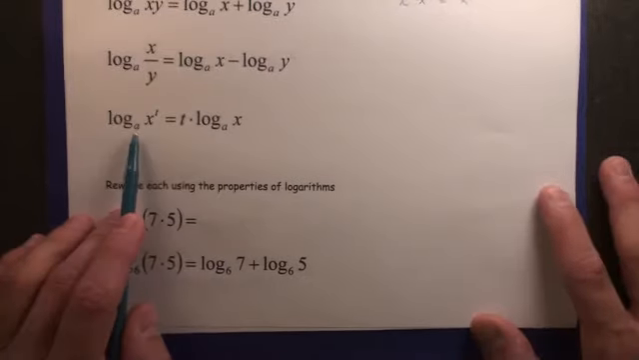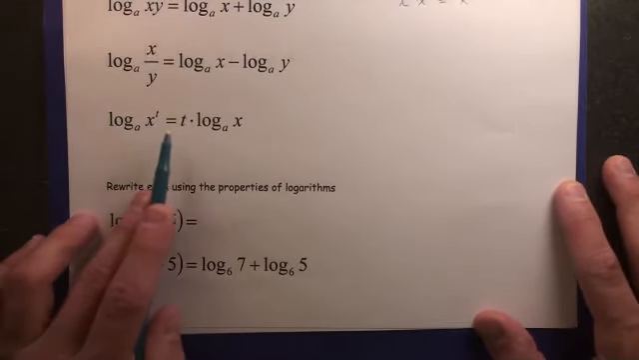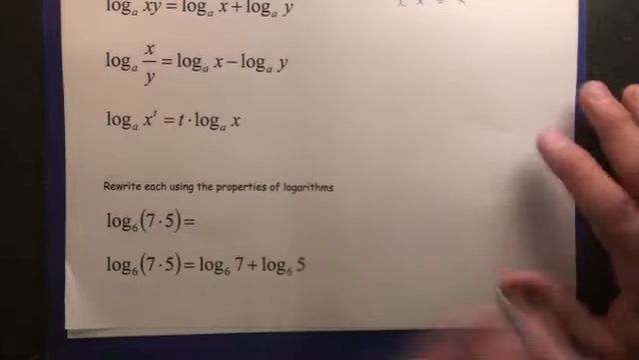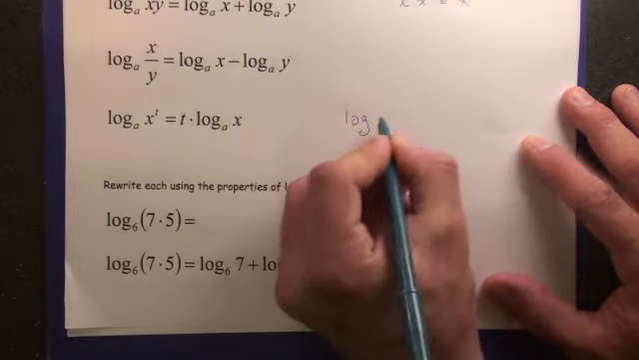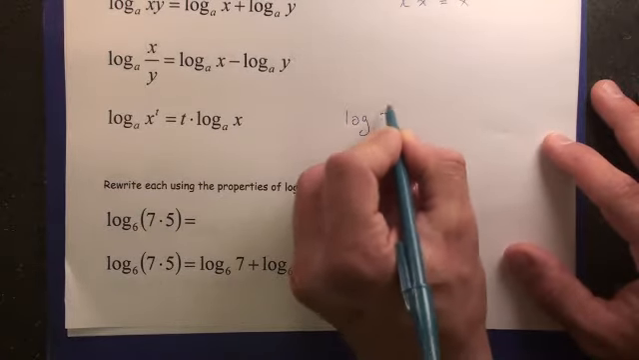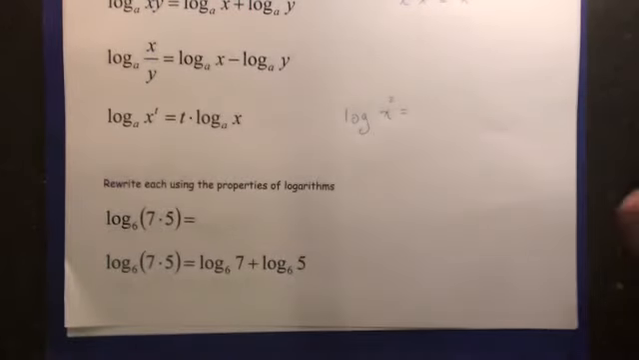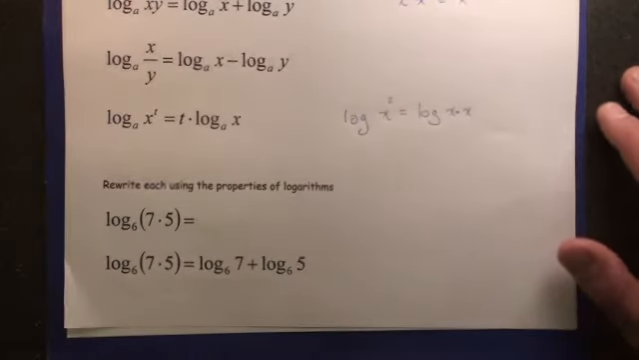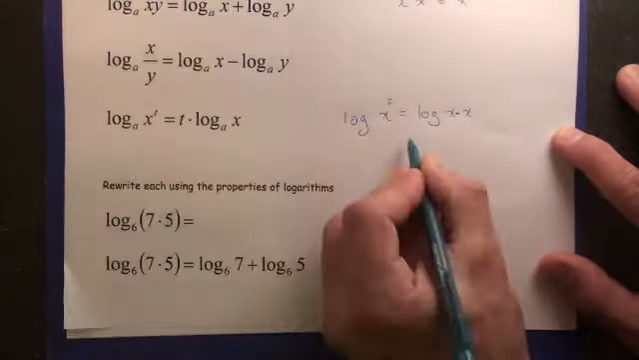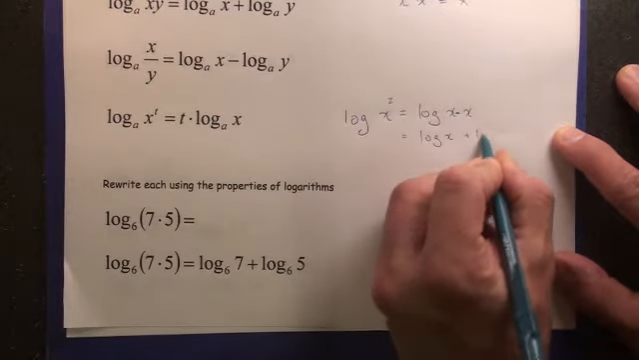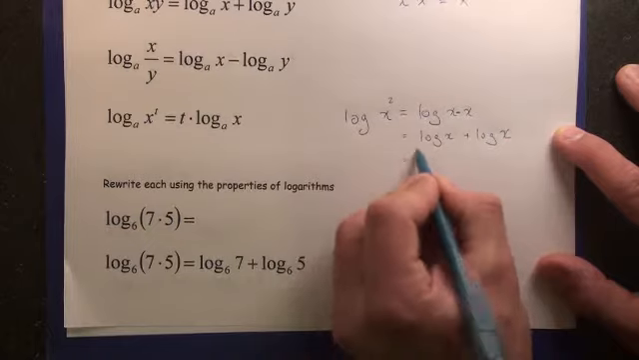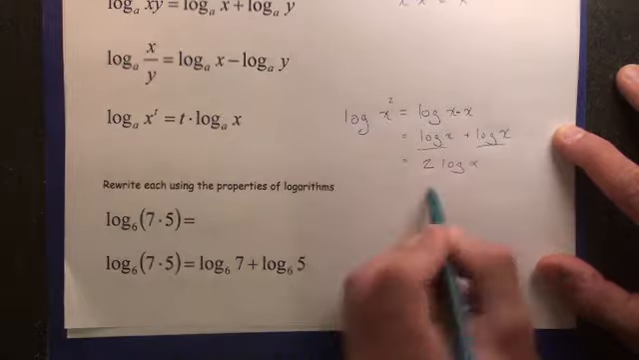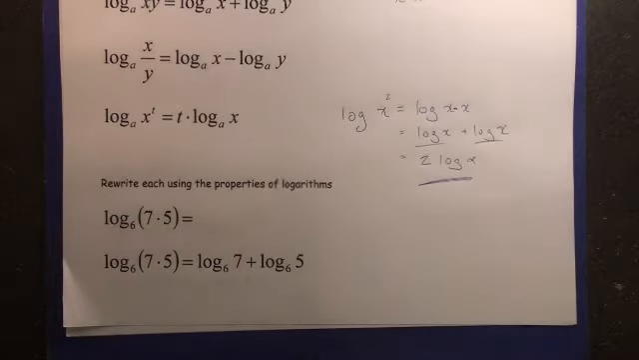Okay, the third property: log base a of x to the t power. We can write this as t times log base a of x. Just bring the t right down in front. Here's a simple example as to why this works. Let's say you have log of x squared. Let's rewrite this as log of x times x. Now we can use the first property and rewrite this as log x plus log x. How many log x's do you have? 2. So it's 2 log x.